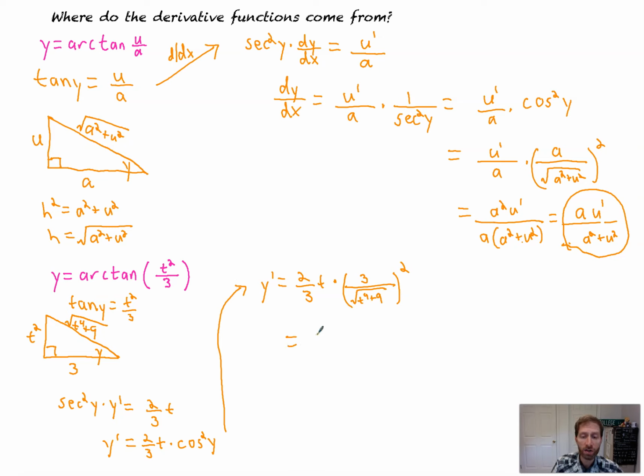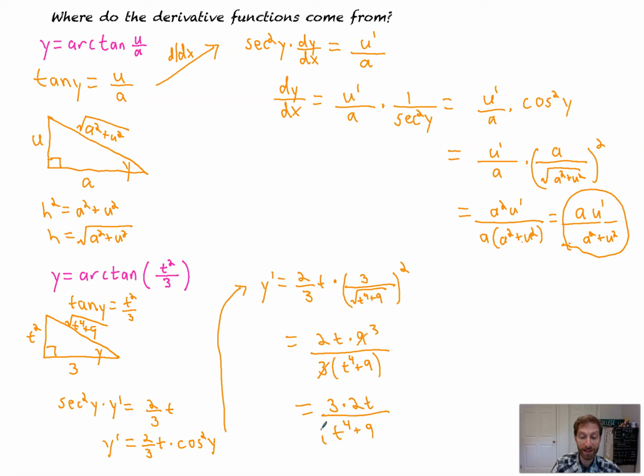Now, when we simplify this down, check it out. You're going to get 2t times 3 squared, which is 9, all over 3. The square root of anything squared is itself, so t to the 4th plus 9. Simplify that a little further, we get 2t times 3, and I'm going to leave it like that, or 3 times 2t. The 3 and the 9 cancel, and you're left with t to the 4th plus 9.